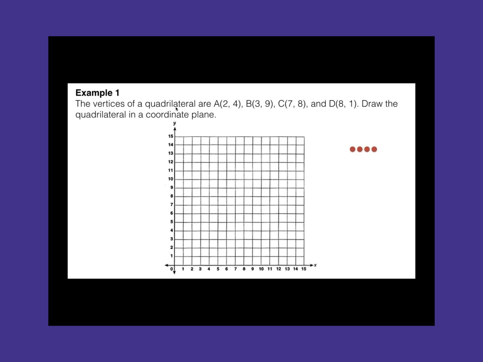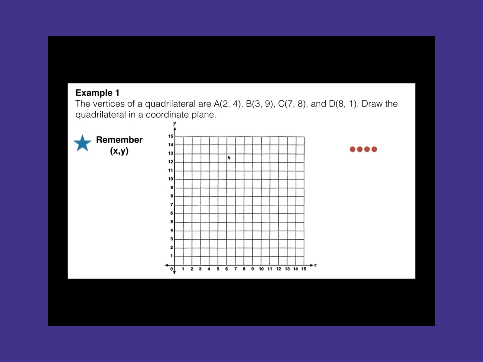So the vertices of a quadrilateral are A is at (2, 4), B is at (3, 9), C is at (7, 8), and D is at (8, 1). Draw the quadrilateral in this coordinate plane. So the first thing, hopefully you remember that the most important is the x value. The x coordinate comes first, then the y. So when we're looking at these, this 2 is my x coordinate, and that 4 is my y coordinate. So when I'm doing this, I'm going to be going over 2 and then up 4.